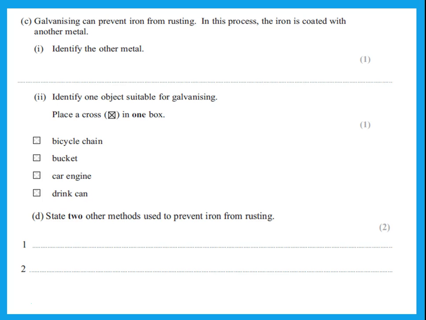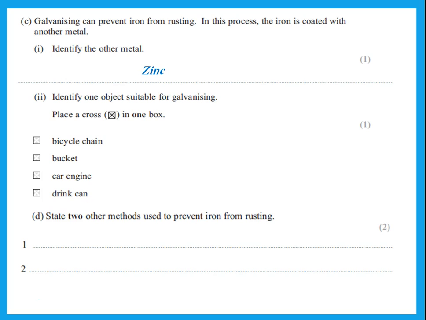Okay, galvanizing can prevent iron from rusting. In this process, iron is coated with another metal. Remember we said galvanizing is coating iron with what? With zinc. Identify one object suitable for galvanizing. So if I'm trying to make one of these, which one will I do galvanizing for? Remember that galvanizing is more expensive. It's not an easy thing. So I need to do it for something that is important.